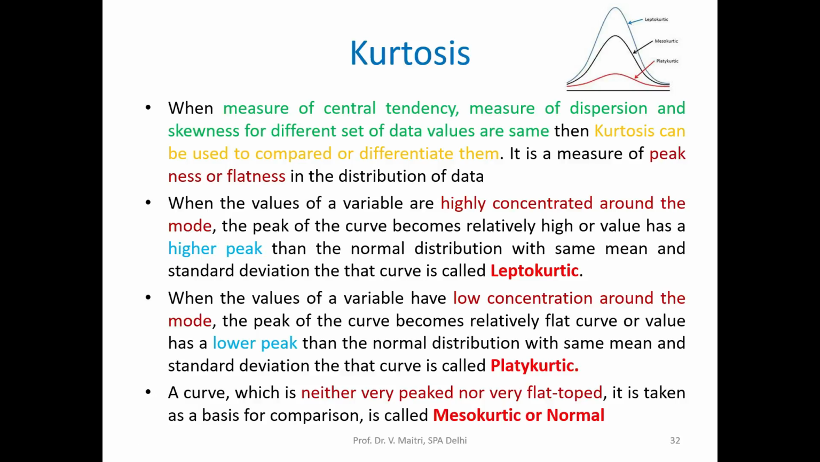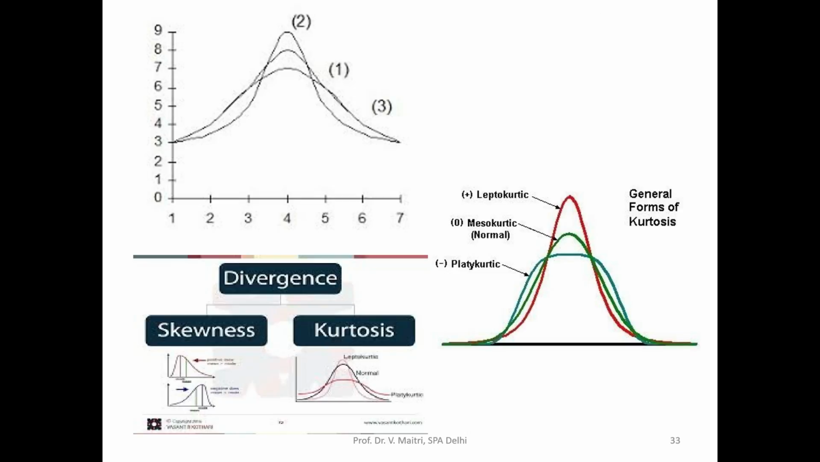So when the peak is more than the normal distribution, with mean and standard deviation the same, it is leptokurtic. The normal one is mesokurtic, and if it is flatter, then it is platykurtic. This will make it clear: leptokurtic, normal and platykurtic, like this. Here you can see how the values are moving around that.